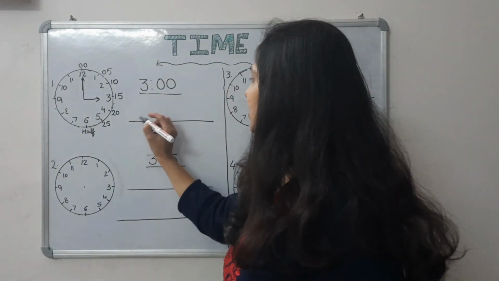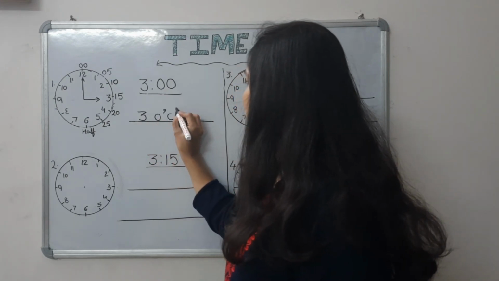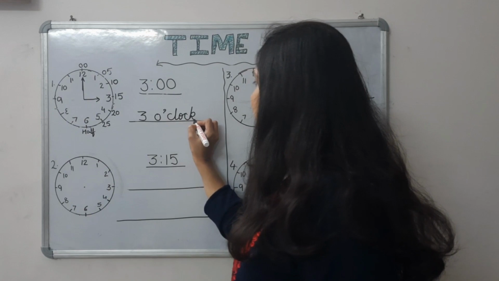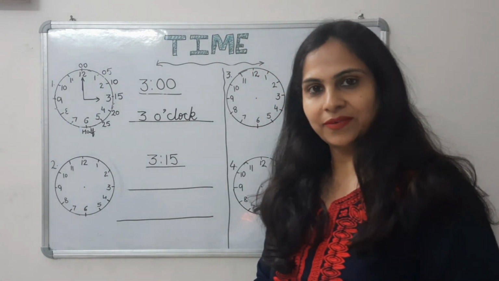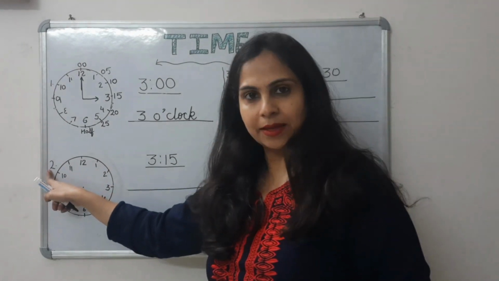Now let's write it in words as well. The time represents 3 o'clock. Fine. Now let's move to the B part, the second part.